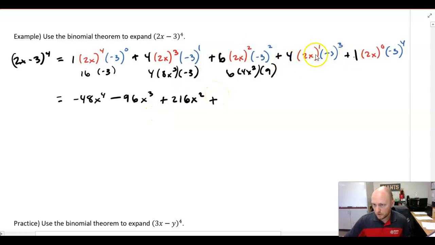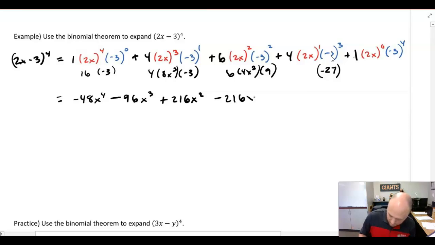Plus, now 4 times 2 gives us 8 times negative 3 cubed, which is negative 27. Negative 27 times 8 is also 216, again negative. And then lastly, 1 times 1 times 81 just gives us 81. Okay, and then there is our expansion.